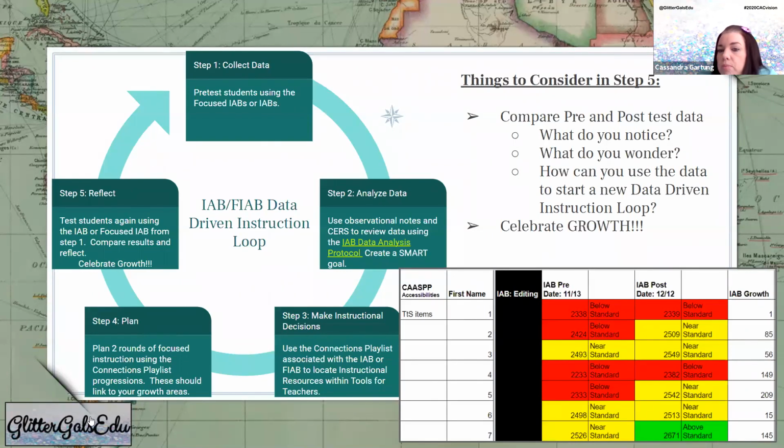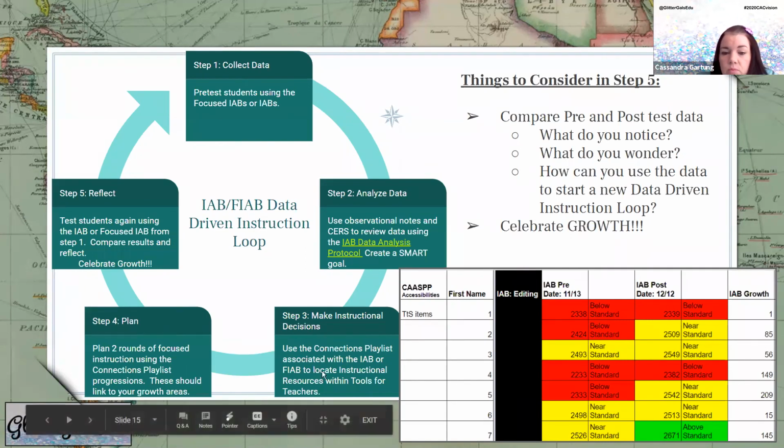So when you compare your pre and post data, keep a couple things in mind. What do you notice and what do you wonder when you look at that data? And then how can you use the data to start a new loop? So maybe you pull small groups out of the data that you're looking at, or maybe you want to stick to language arts because language arts seems to be a harder one than the math. But once again, I'm going to tell you guys, above anything else, celebrate growth. And I'm going to tell you this story right now. We're showing you a little snapshot of data right here.